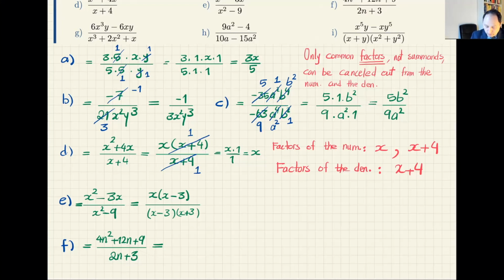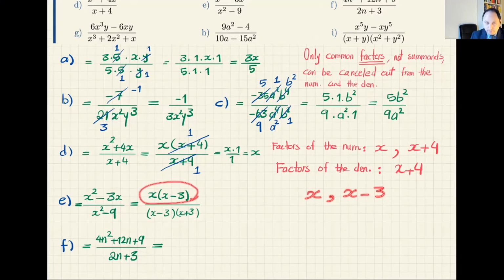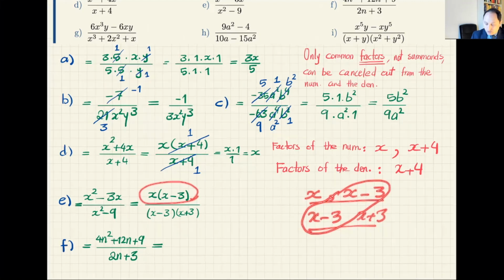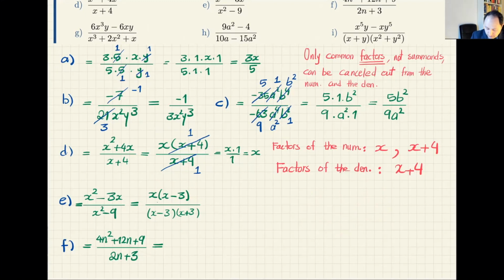I need to ask myself, what are the factors of the numerator? You need to name them sometimes so that you get used to it, so that you can do it quickly. These are the only factors available for me in the numerator. But if I ask you what are the factors in the denominator, you would say this is x minus 3 and x plus 3, yes? Now, is anything from this list exactly identical to one of these? It's clear. x minus 3 is exactly identical. So this can be eliminated. Yes? So I will eliminate this.